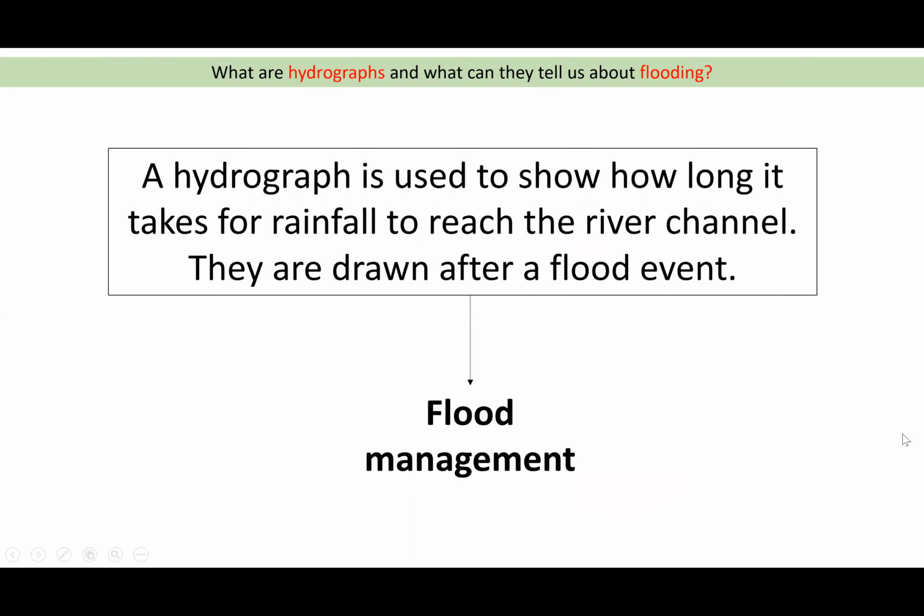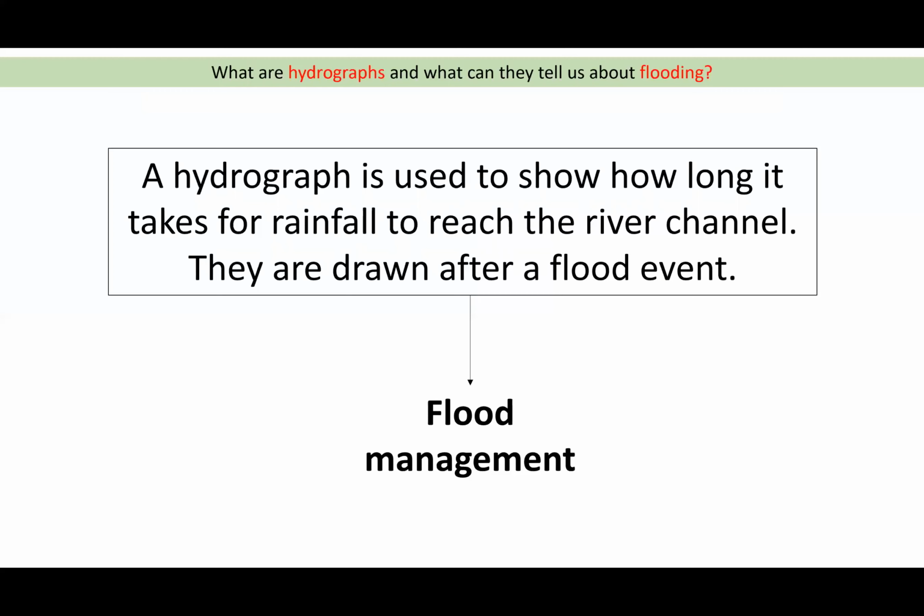A hydrograph is used to show how long it takes for rainfall to reach the river channel. They are drawn after a flood event. And these are really useful tools because they can help us with flood management. So scientists and geographers can draw a hydrograph after there's been a storm, and they can plot the amount of water that entered the river during a certain time period and how quickly it entered the river channel. That way they know if they need flood defences, where to put flood defences, and it just generally helps them with their flood management.